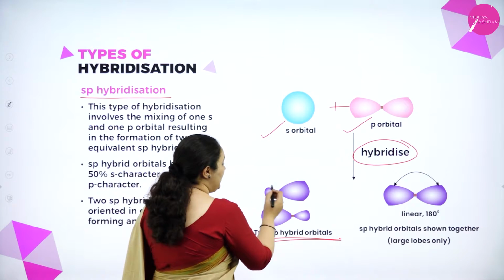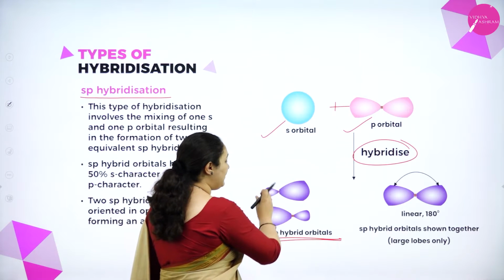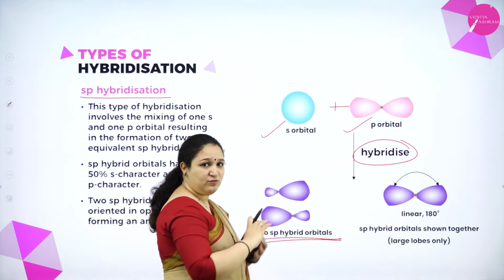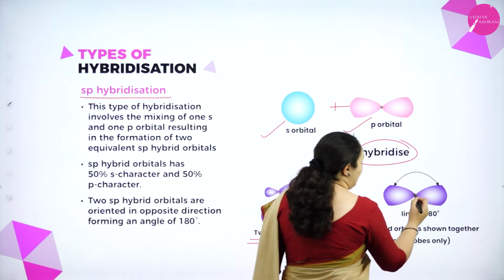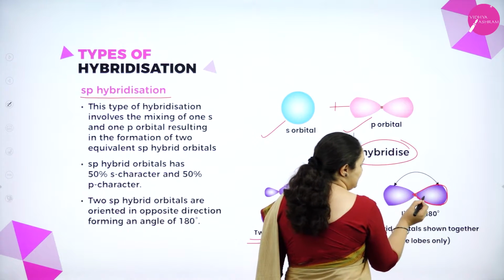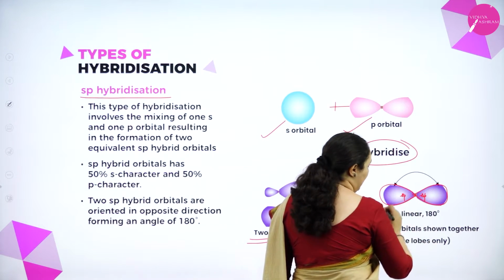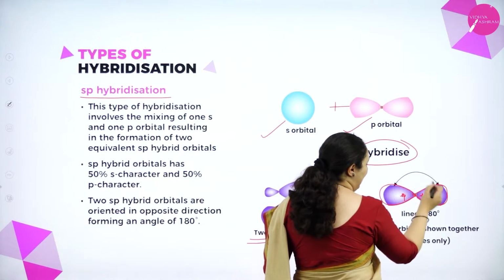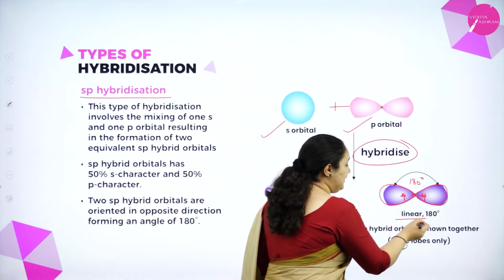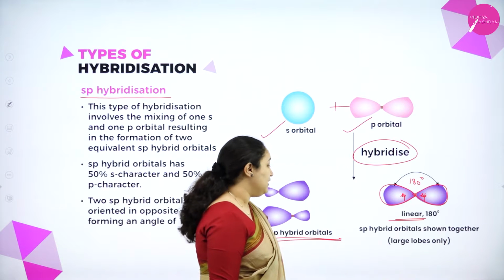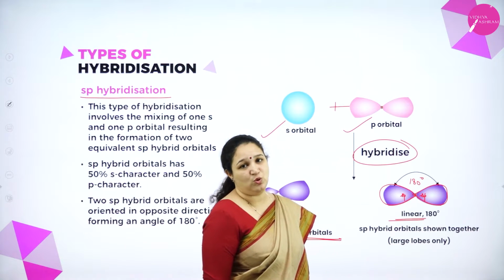Hybrid orbitals are always shown with one bigger lobe and one smaller lobe, and for our convenience the smaller lobe can be skipped when drawing the full structure. So how are they directed in space? I have my first sp hybridized orbital and this is my second sp hybridized orbital. They are placed opposite, or the angle between these two is 180 degrees. So they give rise to a linear structure. Here the sp hybridized orbitals are shown together with only the large lobes.